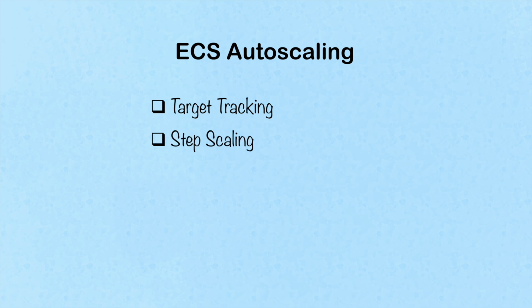ECS provides three sophisticated scaling approaches. Target tracking is the set it and forget it option. Just pick a metric like CPU usage, set your target value, and ECS automatically adjusts tasks to maintain it. Perfect for hands-off scaling. Step scaling lets you define exact rules, for example, adding 2 tasks when CPU exceeds 70% or 4 tasks when it hits 85%. Scheduled scaling lets you anticipate regular patterns, like boosting capacity before your daily analytics jobs run or scaling down overnight.